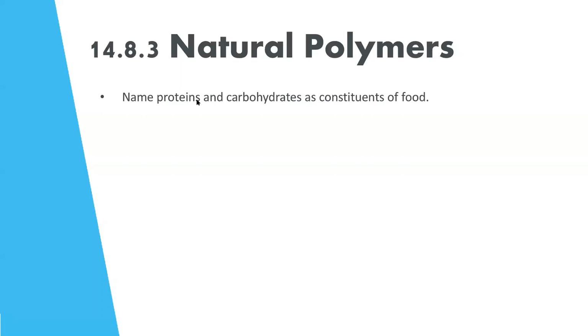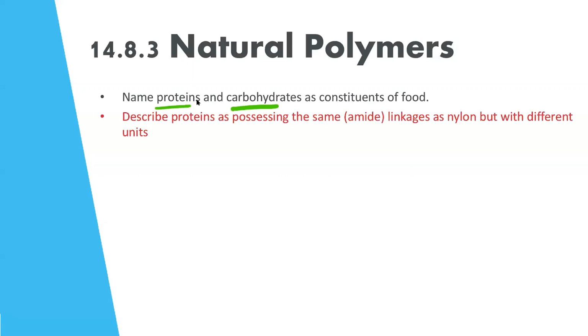So natural polymers, we'll be learning about proteins and carbohydrates. First thing we have to know is that proteins and carbohydrates are among the main constituents of foods. So that will be very easy. And then we have to describe the proteins and carbohydrates and their linkages.